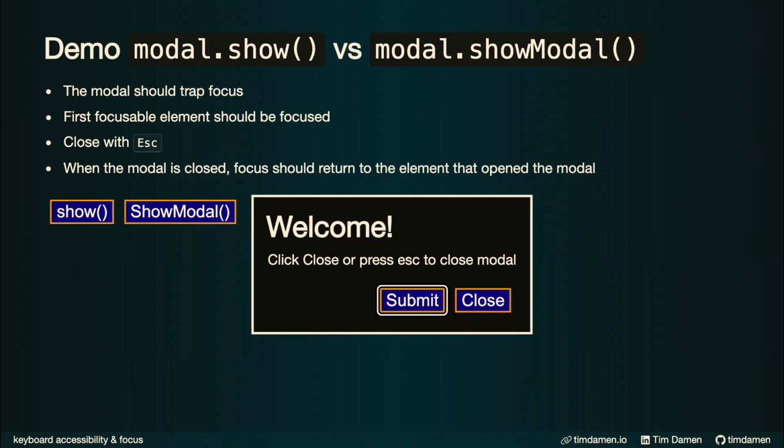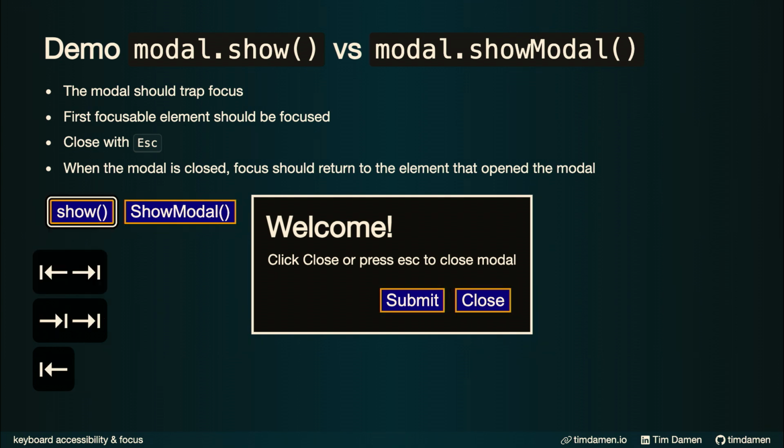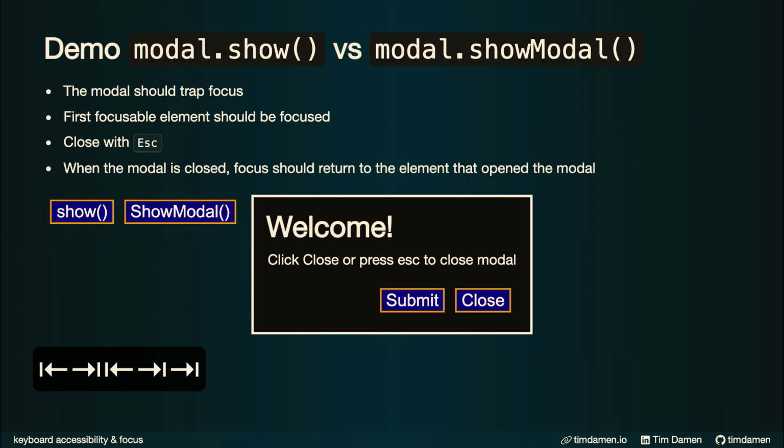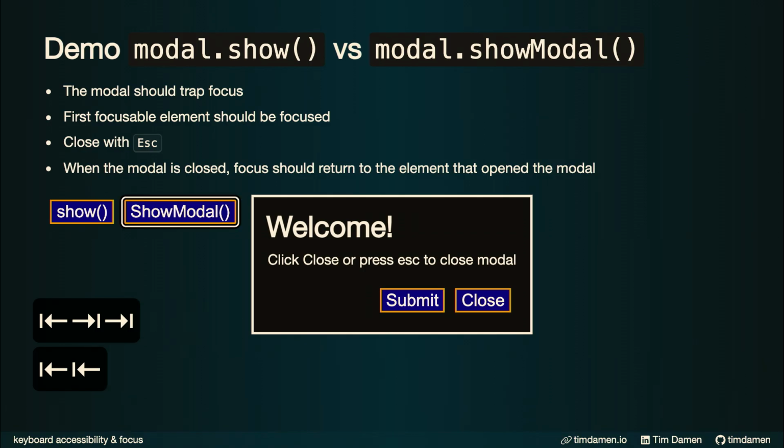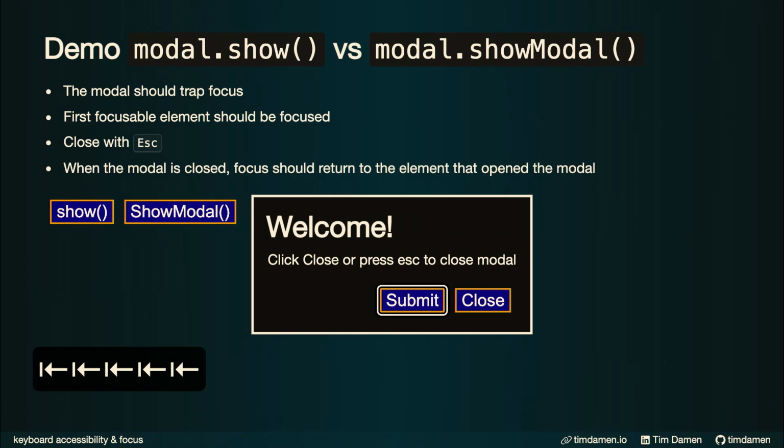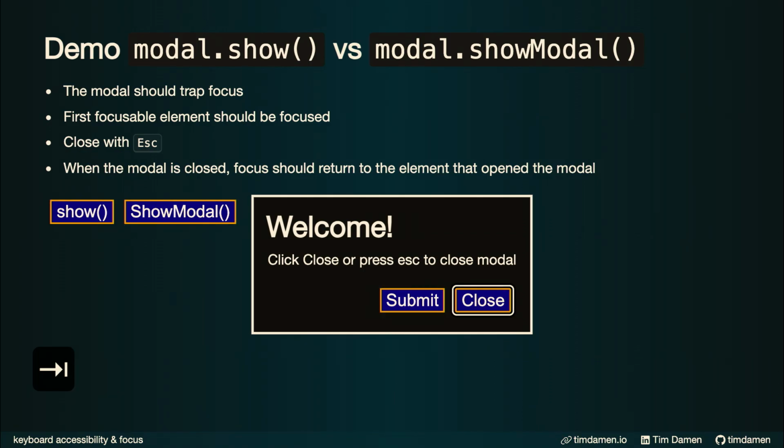and you can see that the first element inside the modal has the focus. That's good, that's correct. And the focus should also now be trapped inside this modal, but it's not. We can also go behind it and to other elements that are not visible right now on the screen. So the focus is not trapped when we use the .show method.